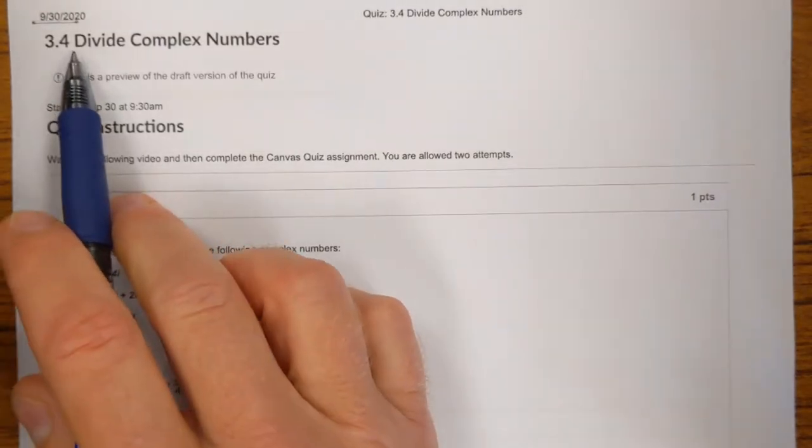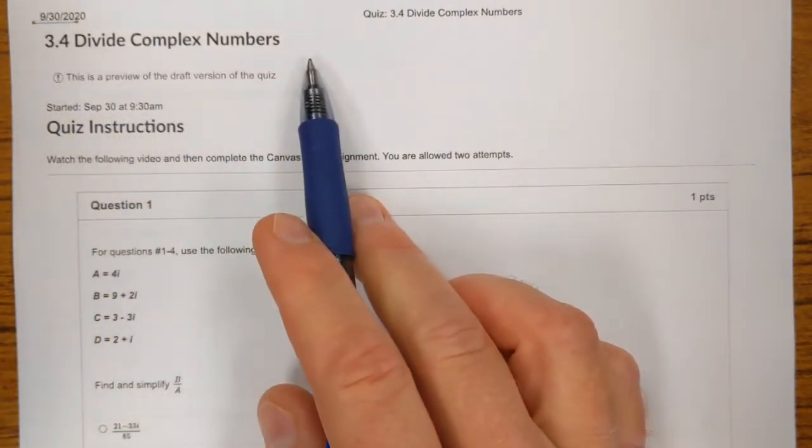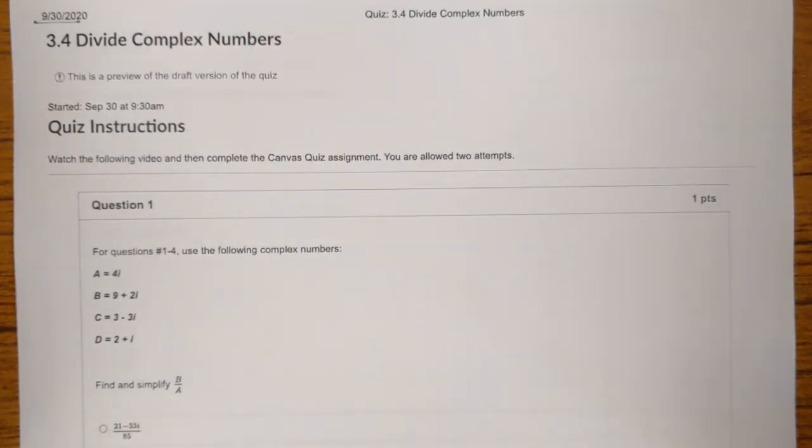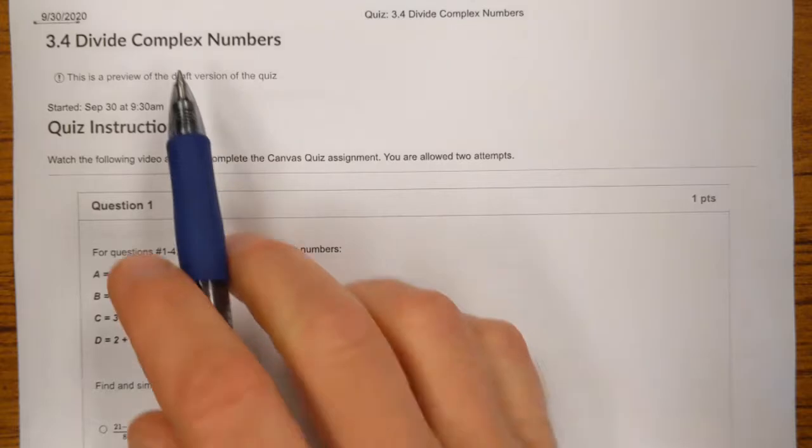Assignment 3.4, divide complex numbers. I think you'll be happy in this assignment that we're actually going to go over the first 4 questions together in this video. And then you'll have the last 4 to do on your own. But let's refresh our memories.